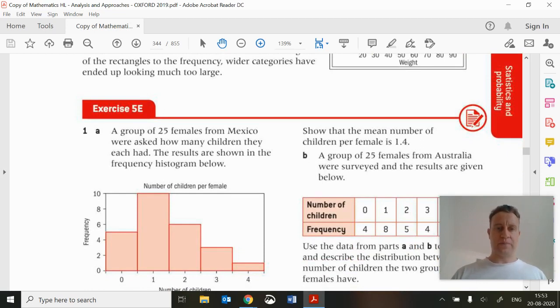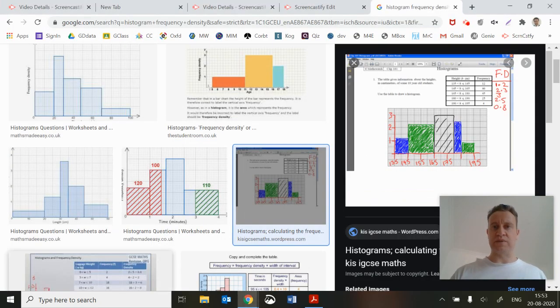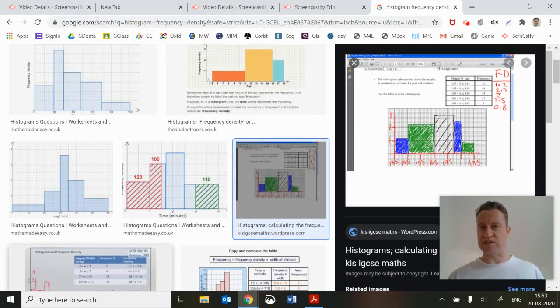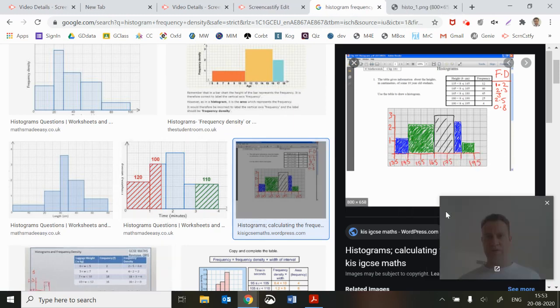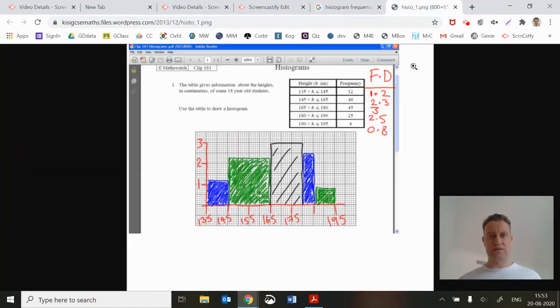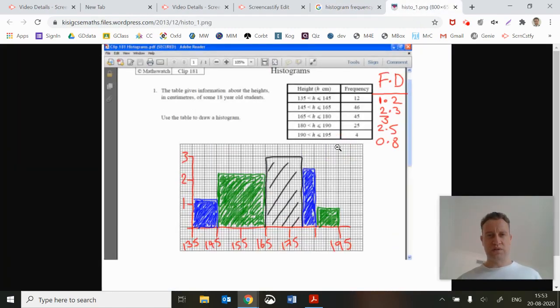If we have a look online at some of these, there's a GCSE question from Maths Watch, I think. So you can see what they're doing there. Let's open this one up in a new tab. It generally opens quite small. Okay, so there we go. You can see what they're doing there.